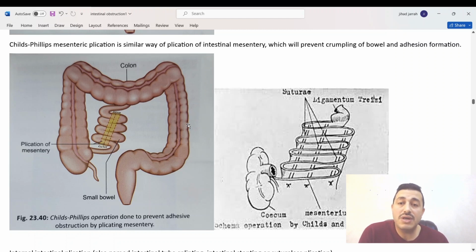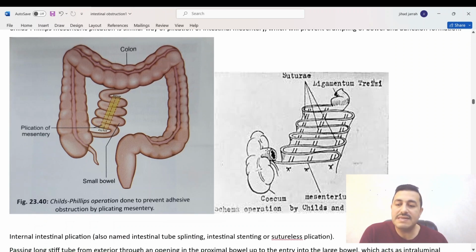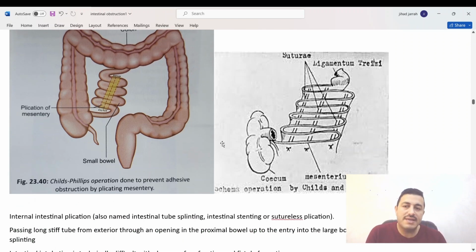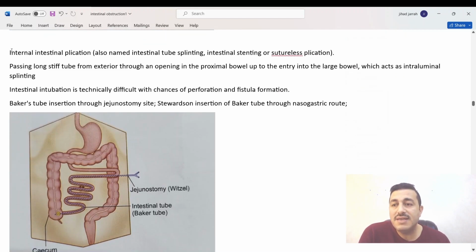Child-Phillips mesenteric plication. Actually, this is Child-Phillips plication. These are sutures, the three sutures, and this is the mesentery. They fix it. Okay, this is called external plication. And internal plication, you can see here, internal intestinal plication, or another name, internal tube splinting or sutureless plication.